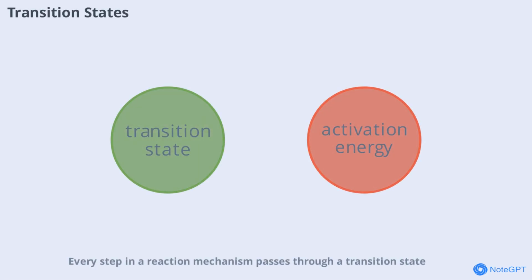Every step in a reaction mechanism passes through a transition state, which is a high-energy, unstable arrangement of atoms. Transition states represent the point of maximum energy along the reaction path. Although they can't be isolated, understanding transition states helps explain reaction rates and activation energies.